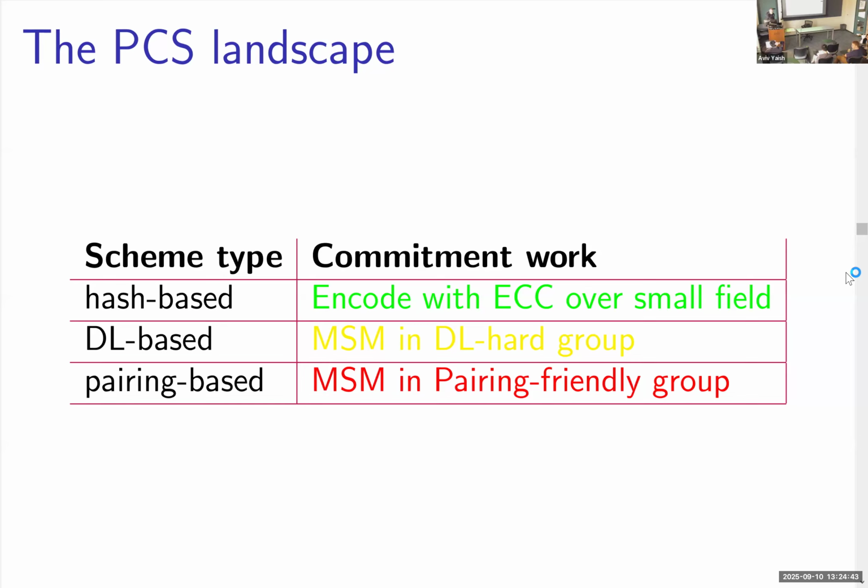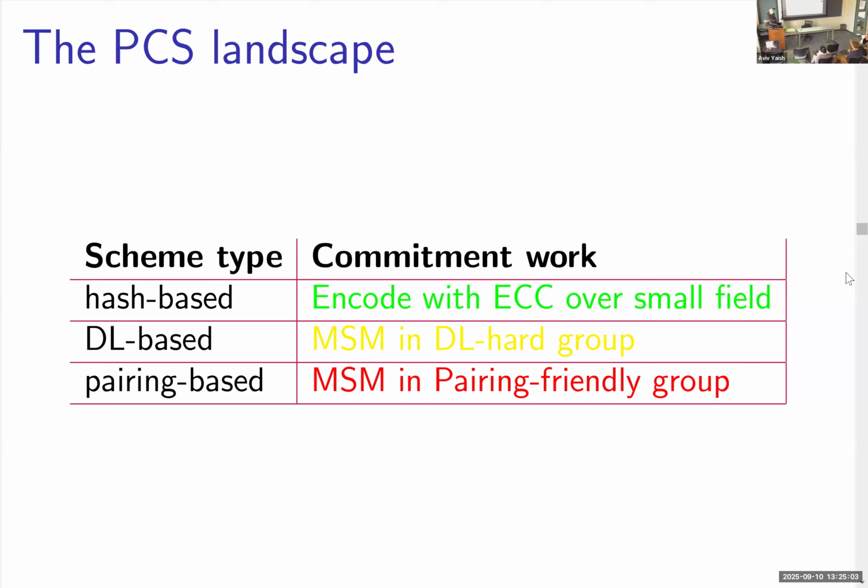A multi-scalar multiplication is just multiplying many group elements with scalars. Yeah, so we'll see. The commitment will simply be a Pedersen commitment. If your polynomial has coefficients f_1 to f_n, and you have generators g_1 to g_n, it's just the sum of f_i times g_i. Yeah, that's it.